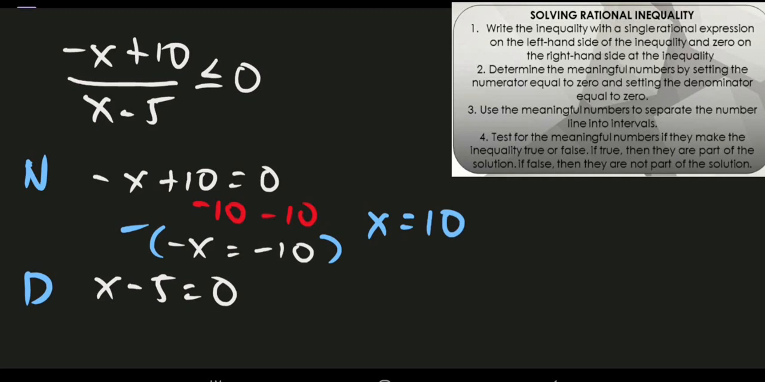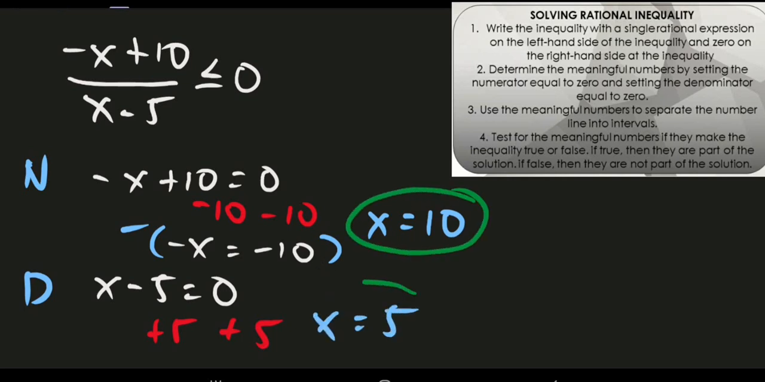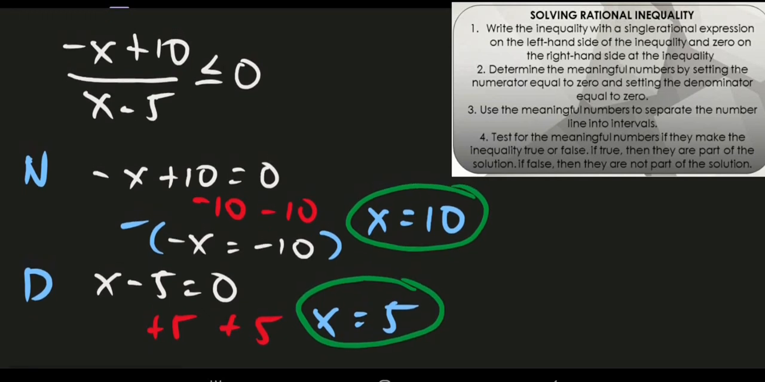Okay, next. For the denominator, we have x minus 5 is equal to 0. So just add 5 both sides and simplify. So therefore, we have x as positive 5. Okay, so we have this set of meaningful numbers. Now, let's try to test our meaningful numbers. Same with our step number 4. Test the meaningful numbers if they make the inequality true or false. So if that is true, they're part of our solution. If false, they're not part of our solution. Okay, let's try to double check our given meaningful numbers.